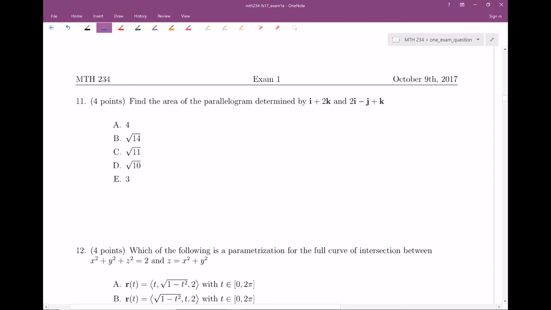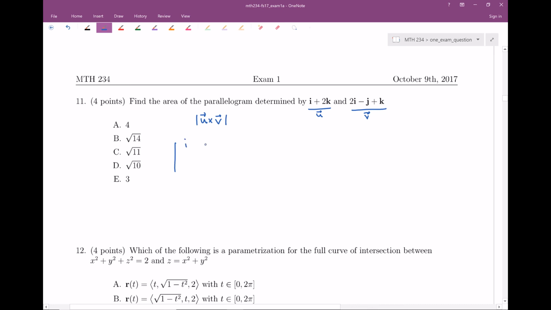And so we have to remember from 12.4 the area of a parallelogram by two vectors, maybe you have vector u and vector v, is given by the magnitude of the cross product between those two vectors. So in this case, if I say this is my vector u and this is my vector v, then I'm going to need to take the cross product and then the magnitude in order to figure out the area of the parallelogram. So let's start with this cross product, u cross v.